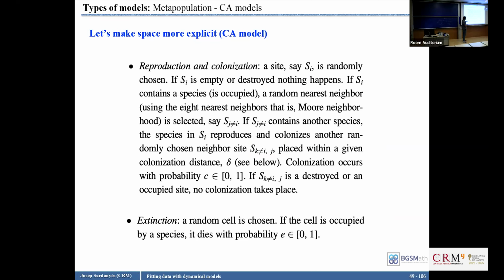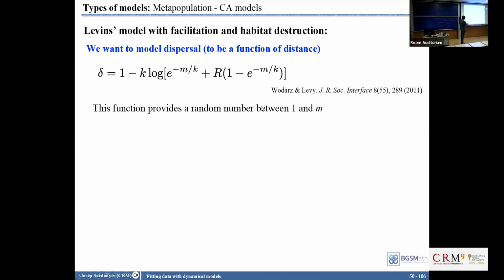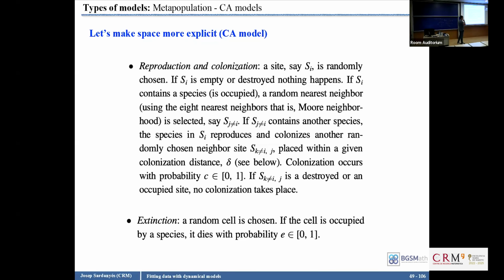With these 2 state transition rules, I am simulating a system with these dynamics. With these 2 state transition rules, I am simulating this thing, and this thing. And this is already implemented also in the automata. So we define a function, state transition rule, reproduction and colonization. So, sorry. We select a random site.